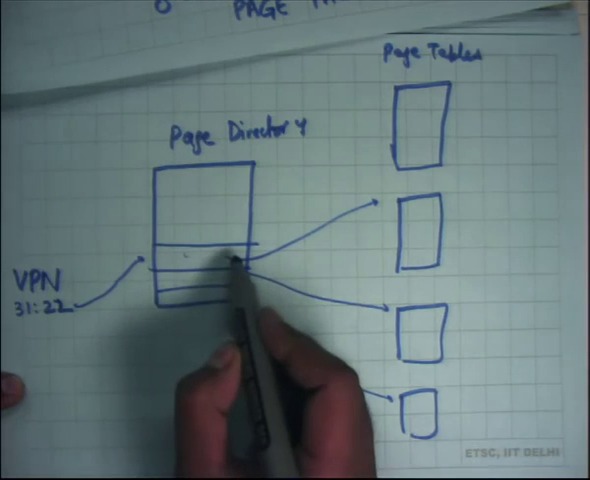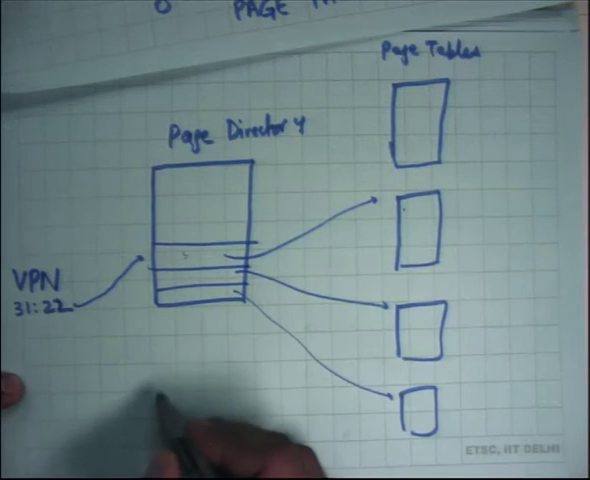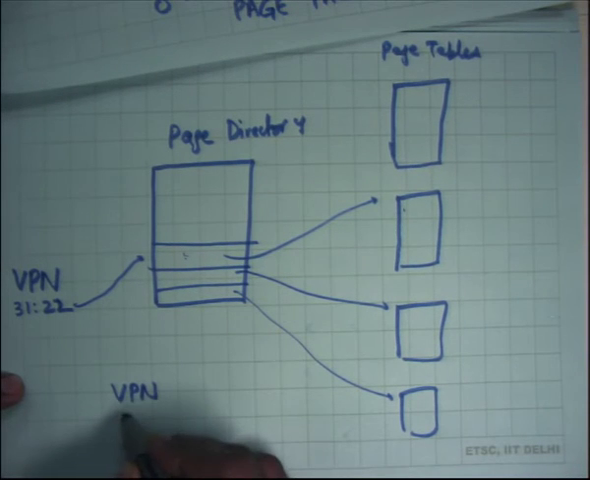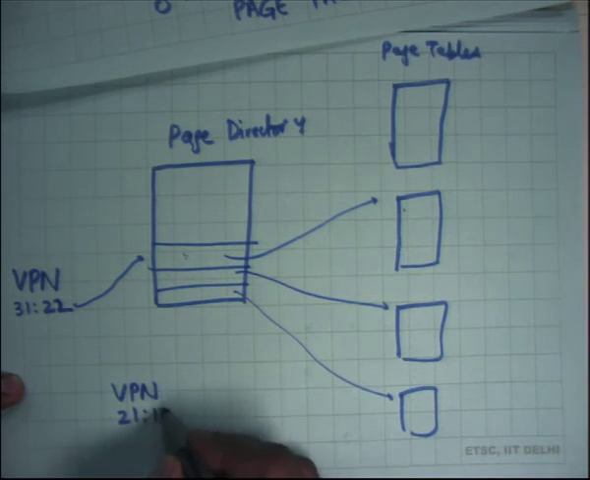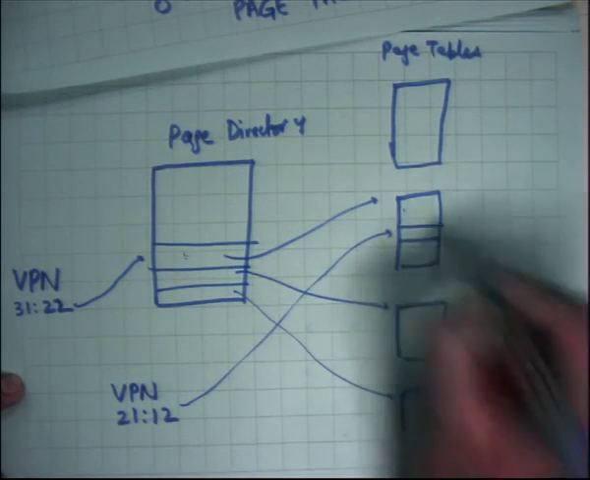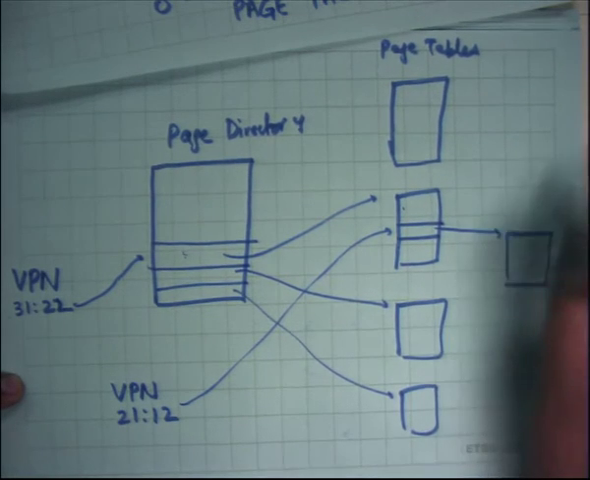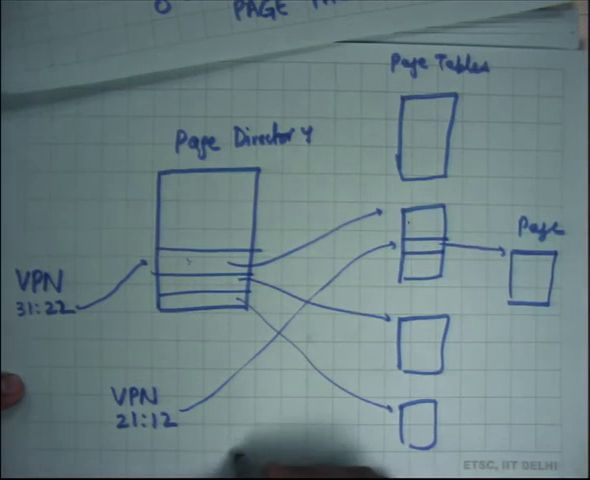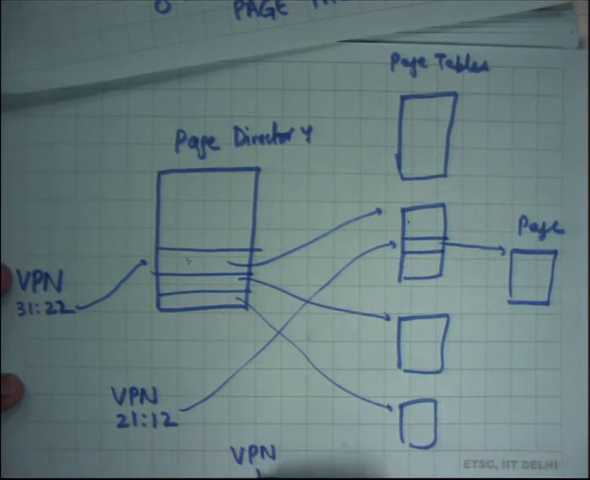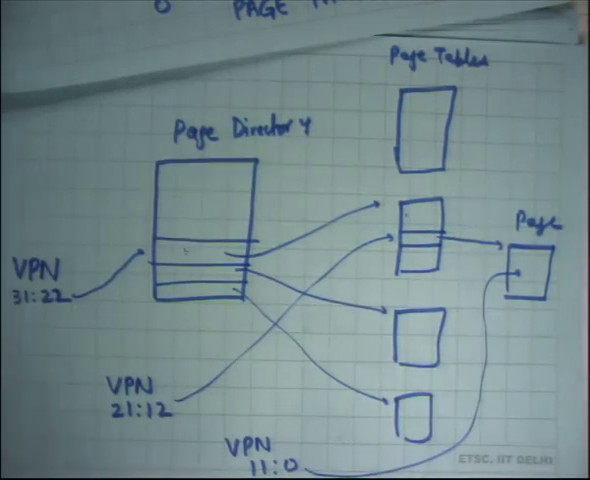I get some address. This contains the physical address of the page table, and then I use VPN bits 21:12 to access the corresponding page, and so I get a page, and then I use the offset bits 11:0 to offset into the page, right. So what I've done is I've divided the page table into a 2-level hierarchy.